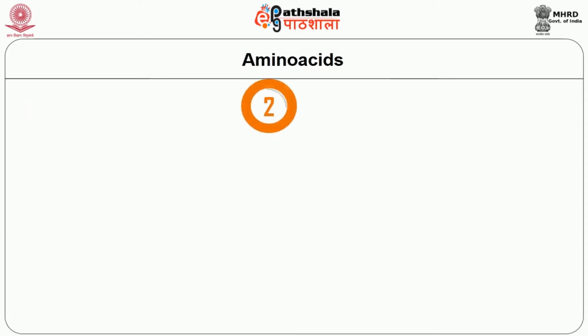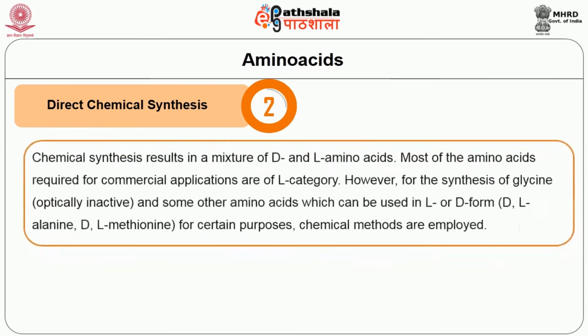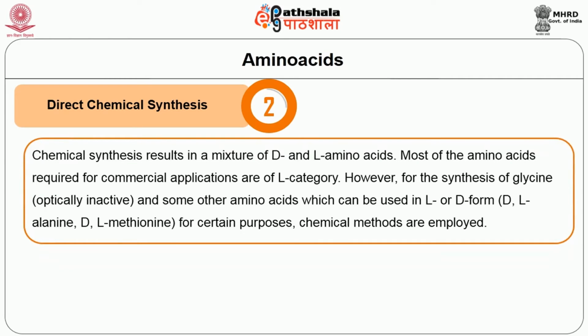And second is the direct chemical synthesis method. Chemical synthesis results in a mixture of D and L amino acids. Most of the amino acids required for commercial applications are of L category. However, for the synthesis of glycine, that's optically inactive, and some other amino acids which can be used in L or D form, that's called as DL-alanine and DL-methionine, for certain purposes chemical methods are employed.